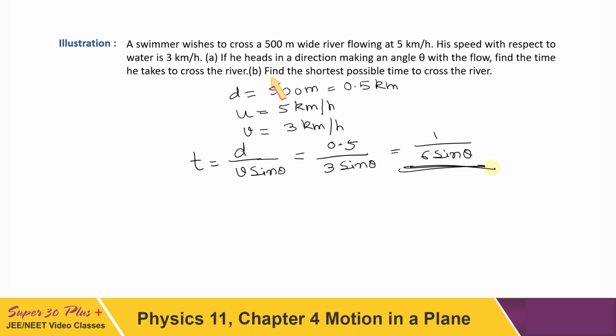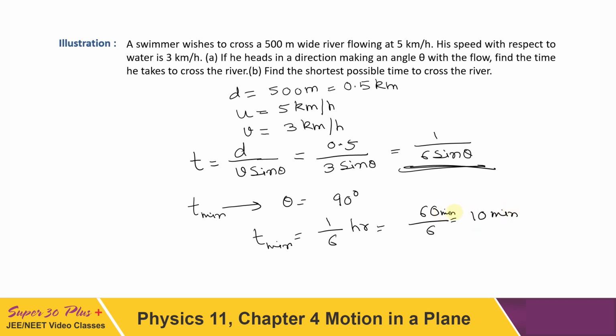Next it is asking, find the shortest possible time to cross the river. If time is to be minimum, so for minimum time, theta should be 90 degree. And if it is 90 degree, time minimum would be 1 upon 6 hour. That is equal to 60 upon 6, which is 10 minutes. So this is the time taken to cross the river, and it is the minimum possible time. Do remember, when time is minimum, drift is not minimum, and vice versa.